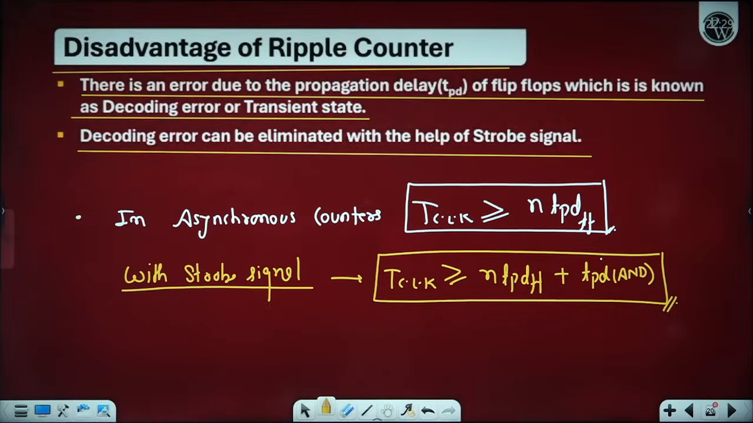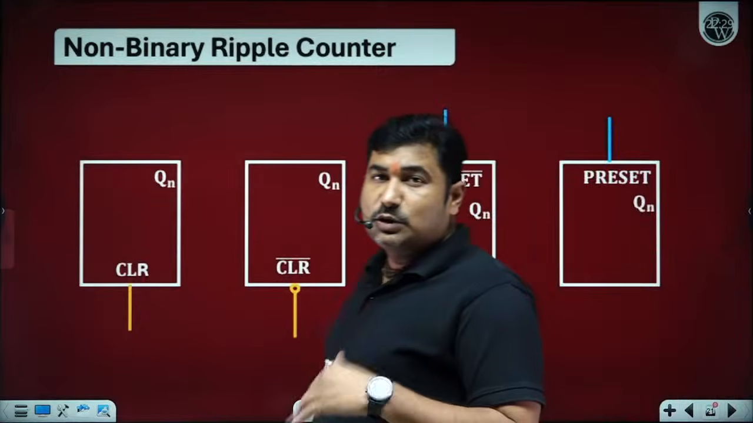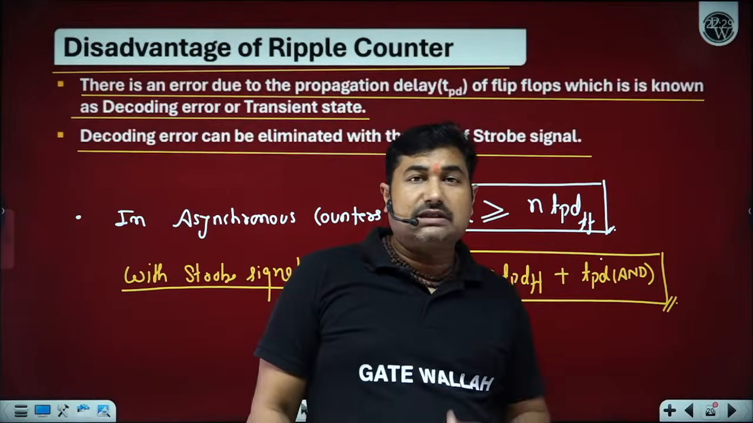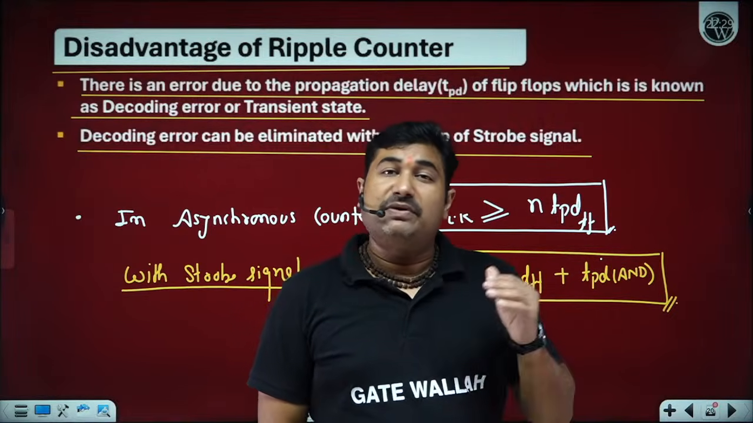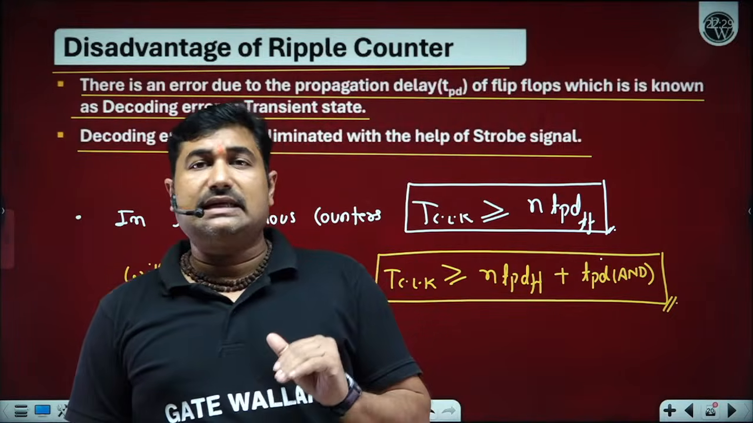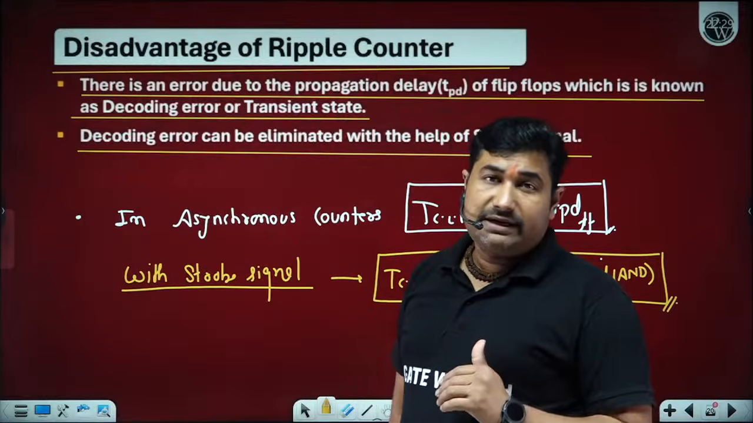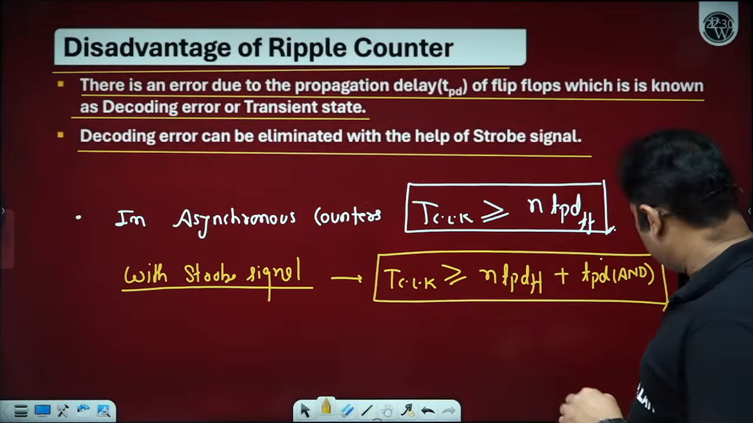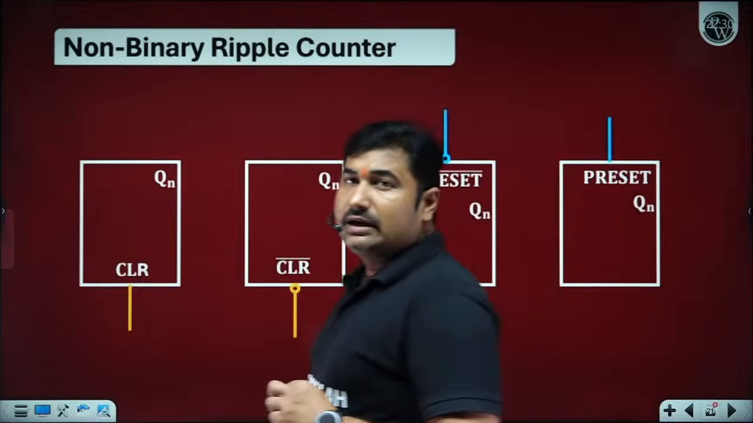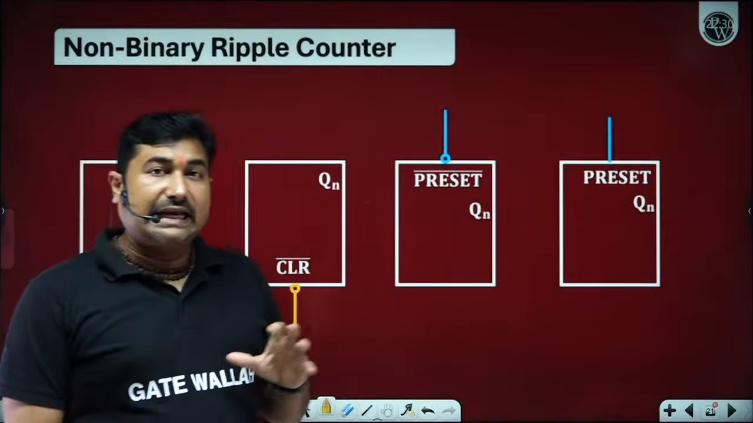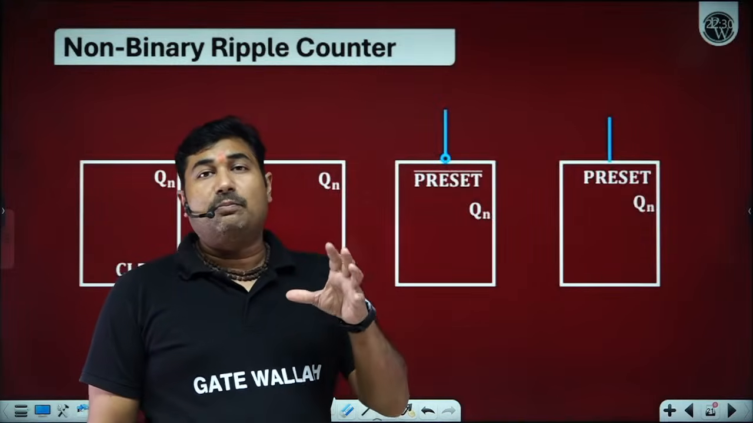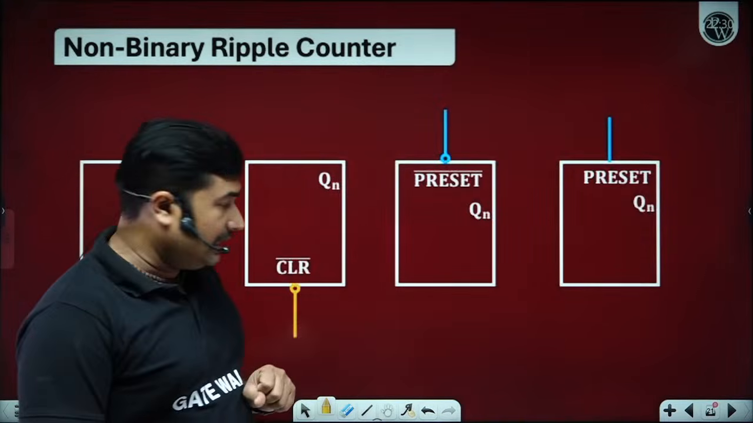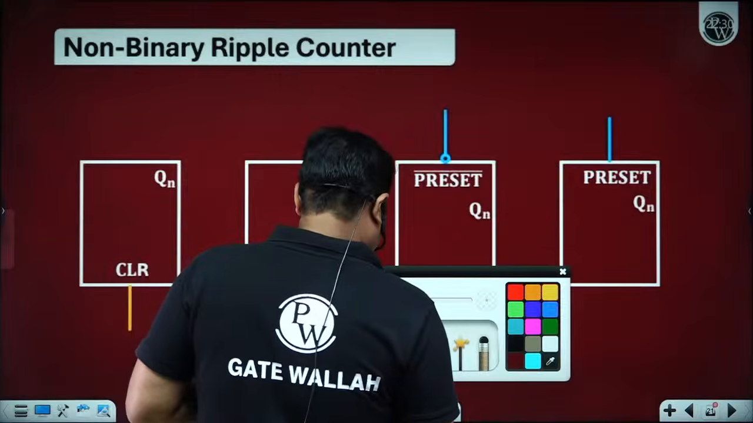Great, sir. Now, to overcome the difficulty of asynchronous counters, we design synchronous counters. But before moving towards synchronous counters, let's look at non-binary ripple counters as well. In designing a non-binary ripple counter, we use the reset or preset pin. Is it okay? What is the reset or preset pin? Please observe.